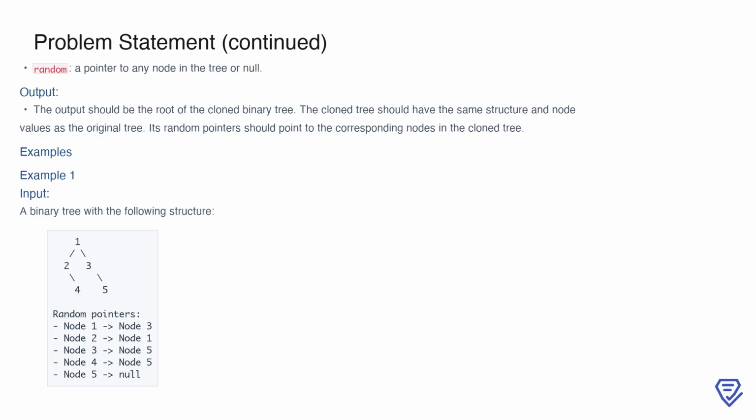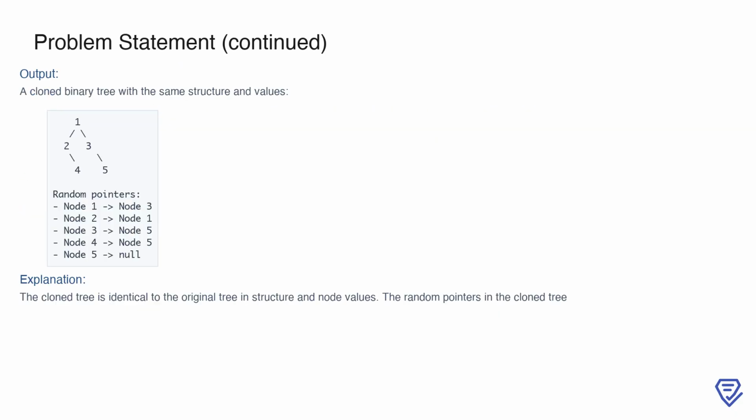This clone tree must replicate the structure of the original tree, meaning all nodes and their left and right child relationships should remain the same. Furthermore, the random pointers in the clone tree must mimic the behavior of the random pointers in the original tree, pointing to the corresponding clone nodes. To help clarify this problem, let's look at an example.